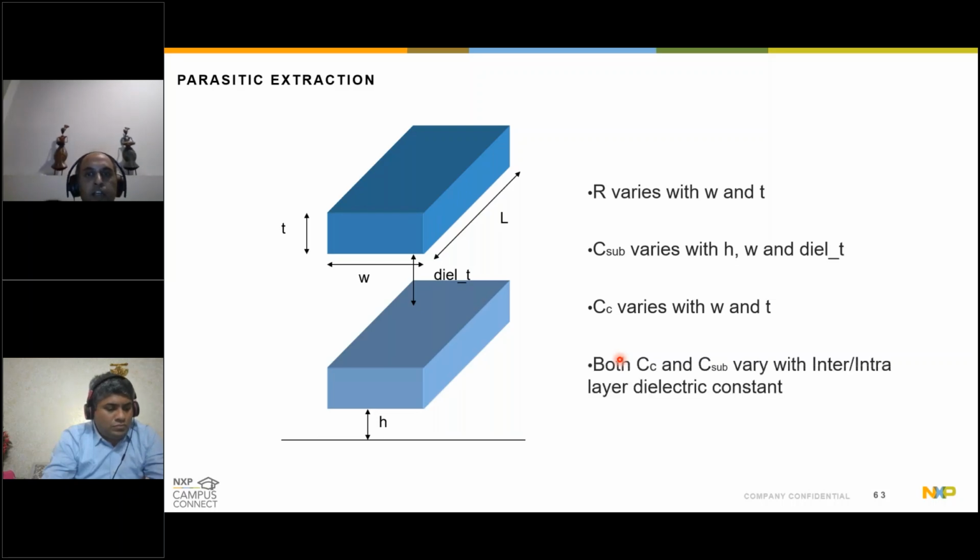Okay. So both capacitances vary with the inter- and intra-layer dielectric constant. Obviously, the higher the dielectric constant epsilon, the more the capacitance will be, either the intra-layer through the sidewall coupling, or the electric field interactions between the layer above and below.